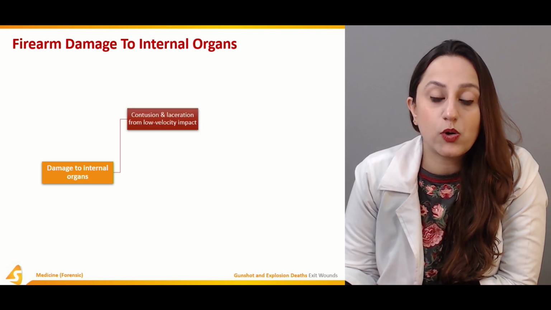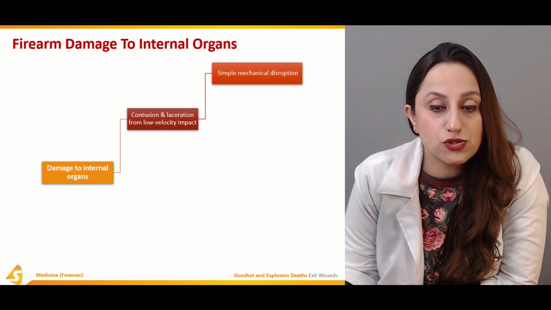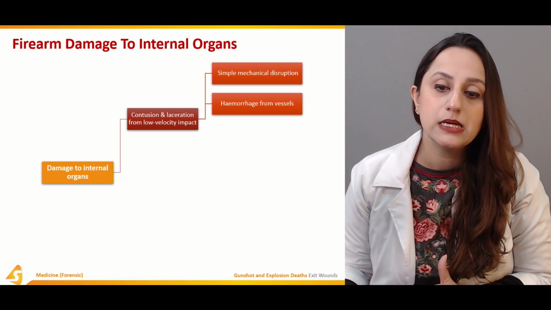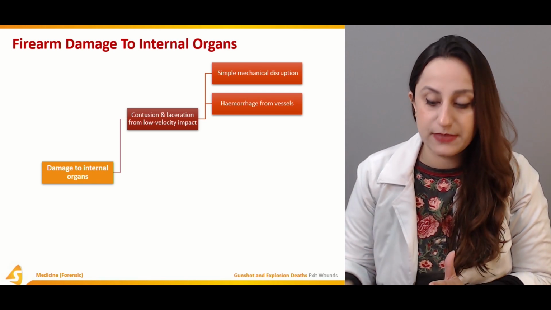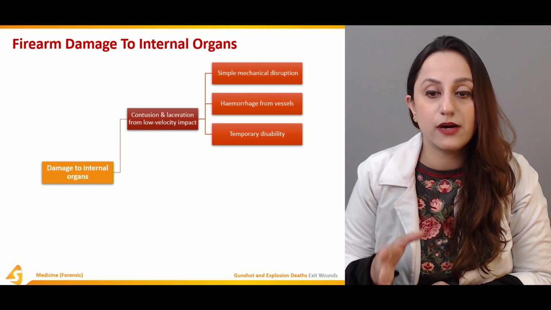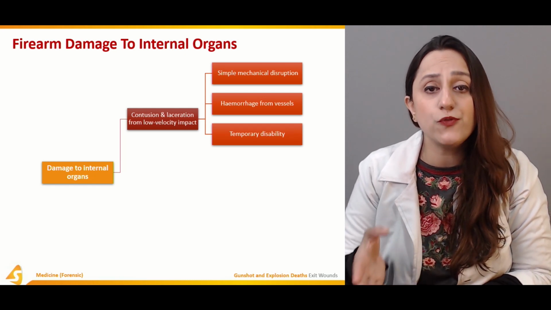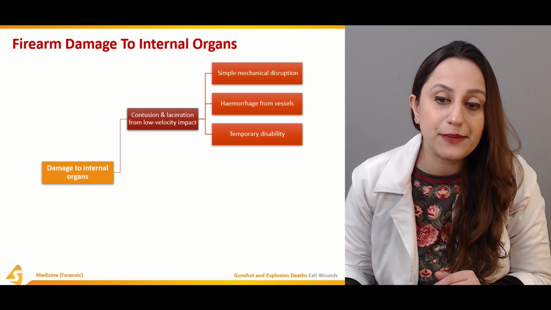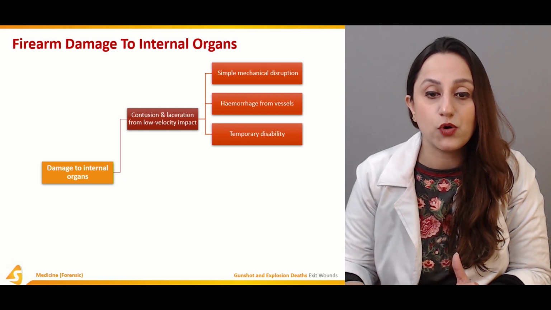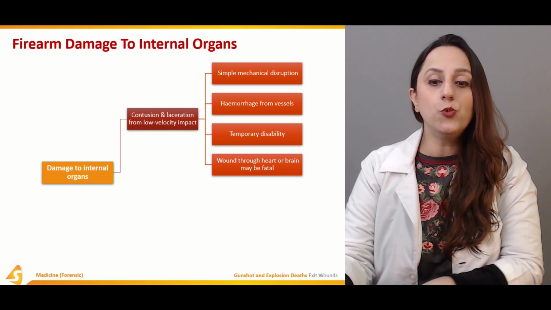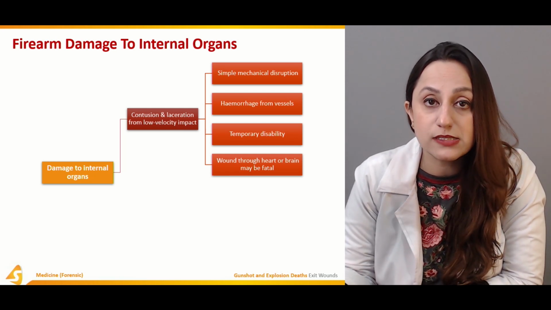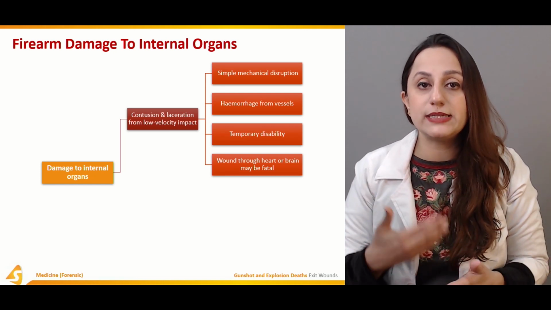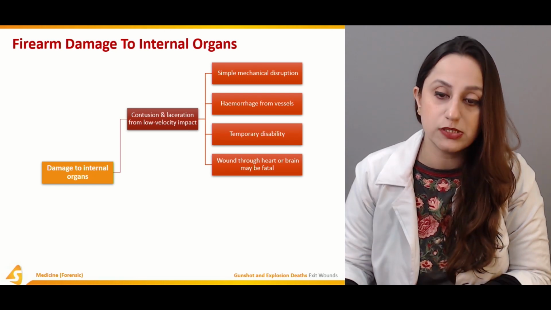Now, the damage to the internal organs is quite evident. The contusion and lacerations from low velocity impact basically form the simple mechanical disruption phenomena. Hemorrhage from vessels sometimes occurs as a result of the contusion and laceration, and it can prove fatal for the person who has sustained such an injury. Temporary disability is again a final outcome of this laceration and contusion, and a wound through the heart or the brain may be quite fatal, because these are vital organs for sustaining life. If the bullet enters the heart or the brain, it's going to be quite fatal for the person.